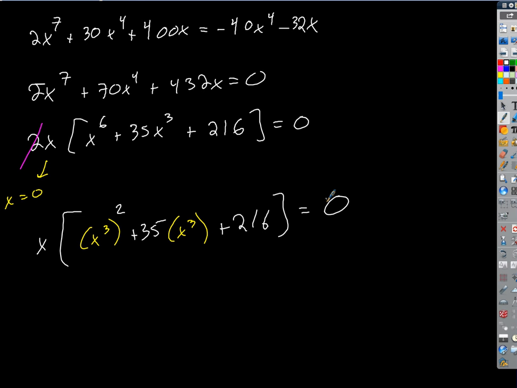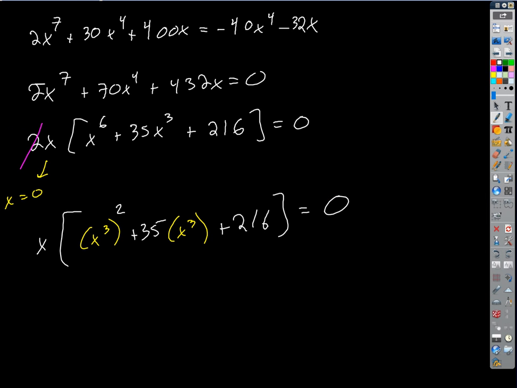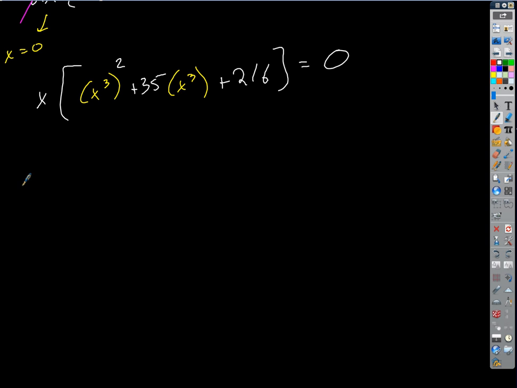Well, how did we factor quadratic trinomials before? What do we always look for? Magic numbers, right? So our goal here is to find magic numbers again. So this is just x times, if it factors, we're going to have to find magic numbers that multiply to 216 and add to 35. Okay? So we can do that in a variety of ways.